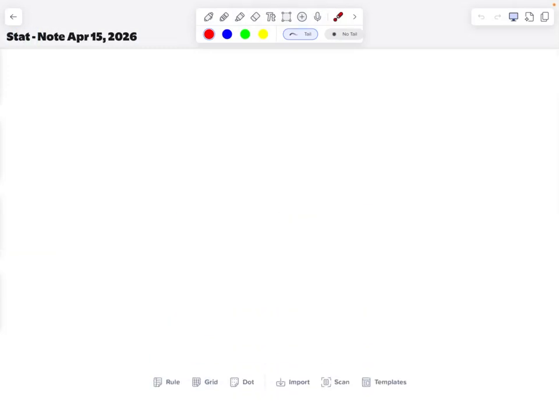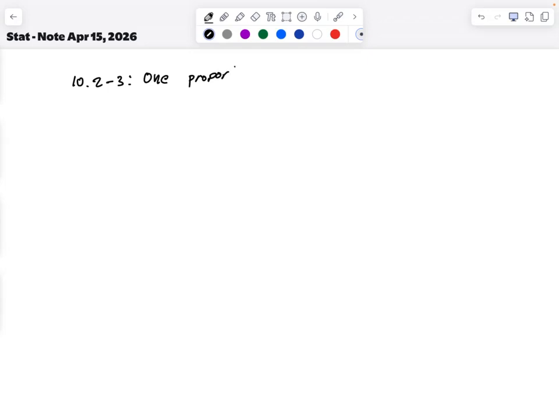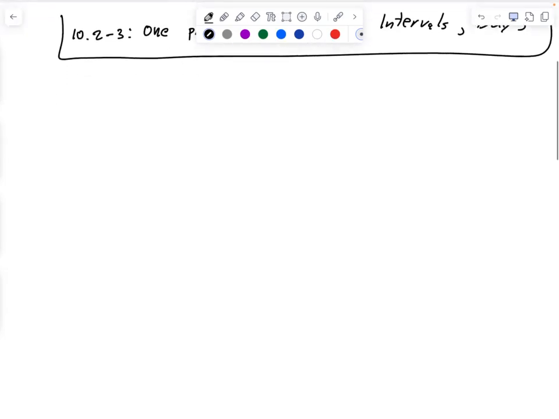You're going to continue working. I'm going to add some because I wanted to find two new things. So 10.2-3, one proportion confidence intervals, day 3. So what I want to add in is a couple things.